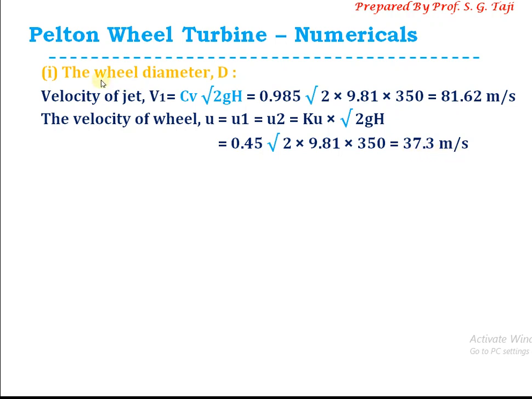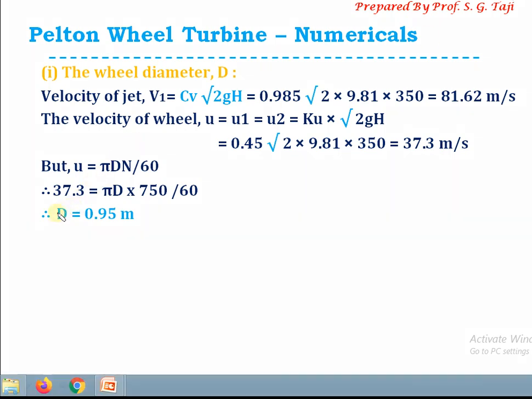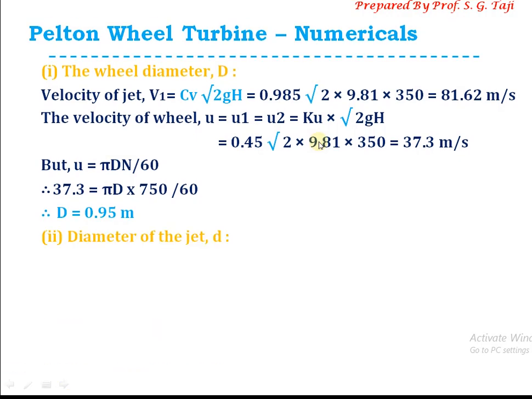Now the first thing they asked is to calculate the wheel diameter D. We know that wheel diameter can be calculated using the relationship U equal to pi D N upon 60. Just put the values of U and N here, and you will get the value of D, which comes out as 0.95 meter. The next thing they asked to calculate is the diameter of the jet. We know that the diameter of the jet, as given in the numerical, should not exceed 1/6 of the diameter of the wheel.